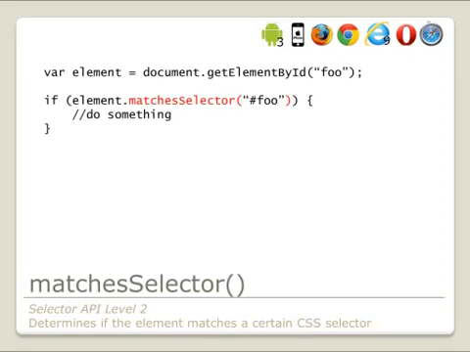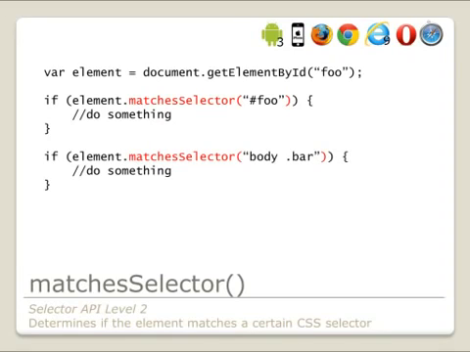You can say element.matchesSelector and pass in the CSS selector for the ID of foo, and that will return true. Of course, you can do more complicated ones as well, seeing if the element is inside of the body element and also has a class of bar. This is something that is really useful in the browser, especially with event delegation. Because a lot of times you're not entirely sure what type of element you're working with when you're using event delegation, and being able to check that element against the CSS selector is incredibly useful to make sure that you know what element you're dealing with specifically.